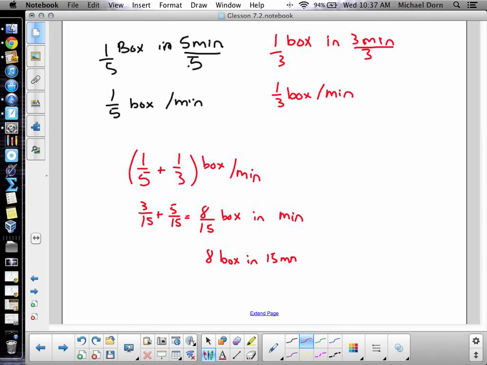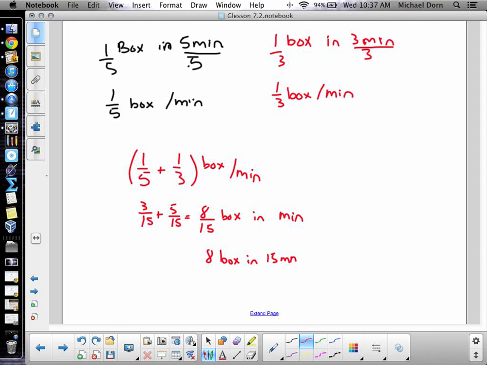This is how we convert that information, one box in 5 minutes, into rates, and then we combine their rates, and we get their per minute rate rather than per 5 minute rates or something like that. We get it down to a per minute rate when we do problems like that. Nothing to do with Pythagorean theorem, but good math nonetheless.